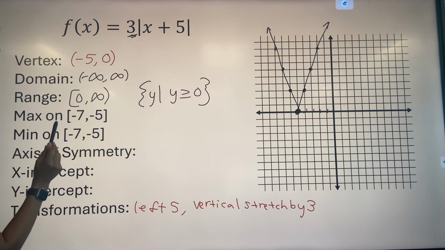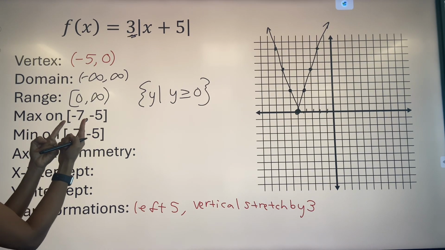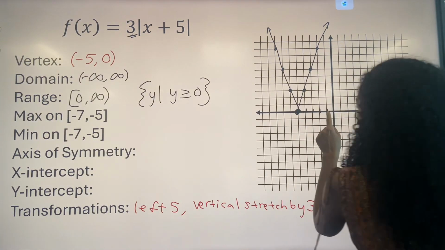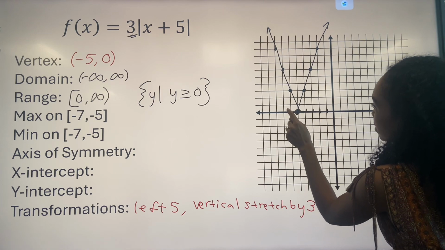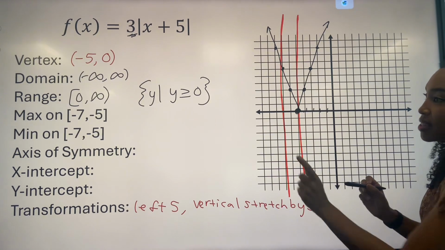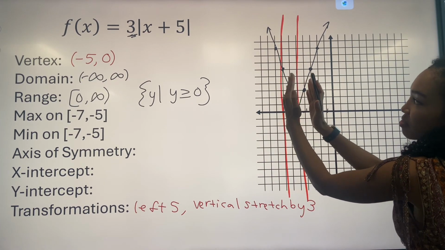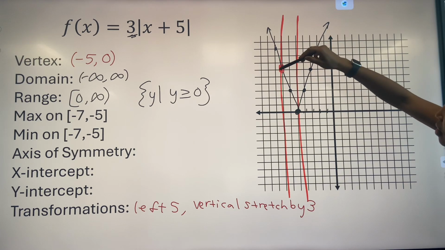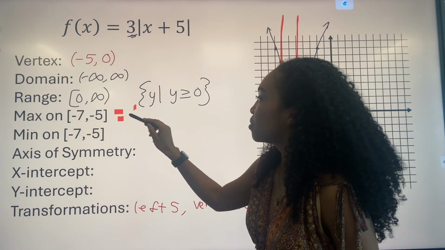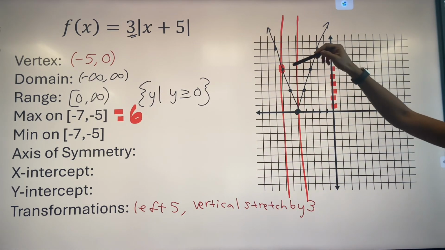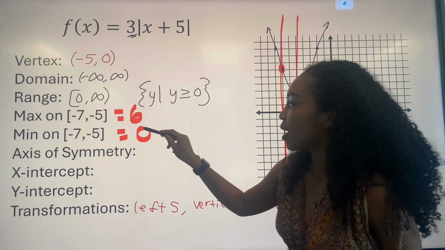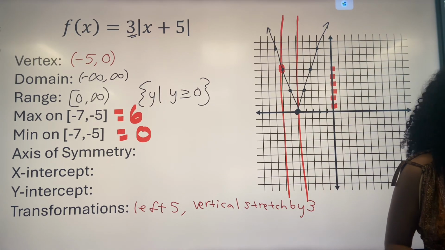Okay, let's talk about the maximum on this given interval. If you look between -7 and -5, let me highlight that for you. -7 is 1, 2, 3, 4, 5, 6, 7. -7 is right here, and -5 is right here. What is the maximum between these two x values? 6. Right here? Yep, that's at 6. 1, 2, 3, 4, 5, 6. I only need the y value, so that maximum is at 6. What's the lowest part between these two lines? 0. So that's the y value, 0. I only need the y value for maximum and minimum, okay?